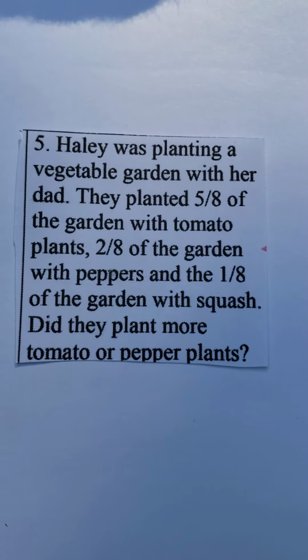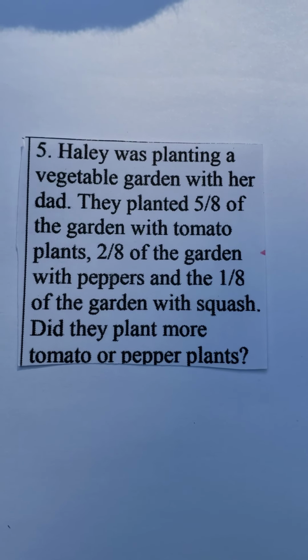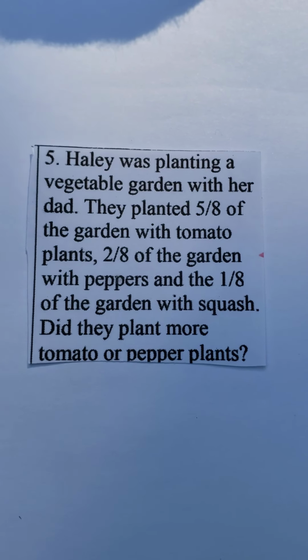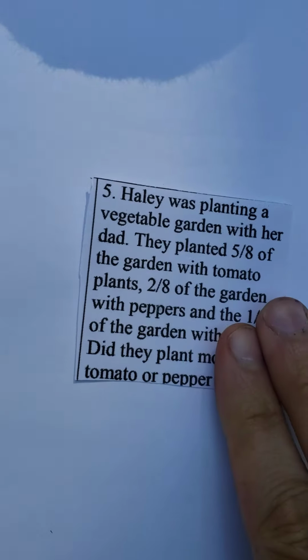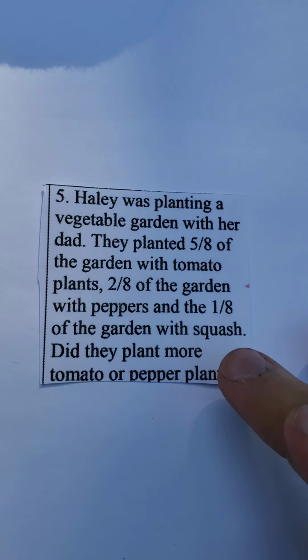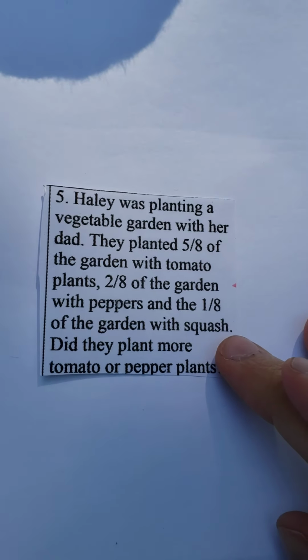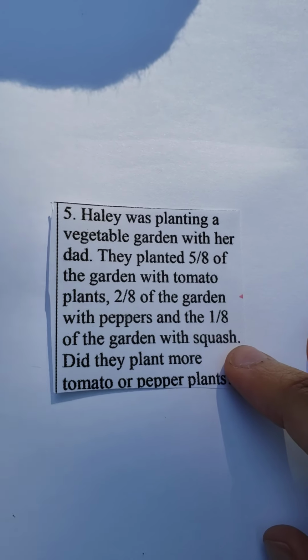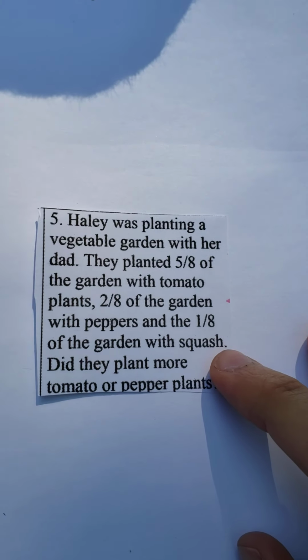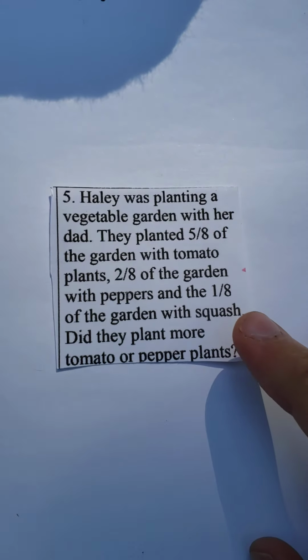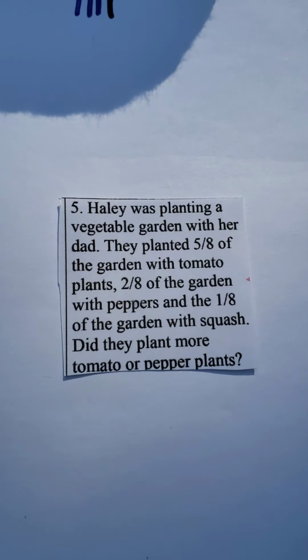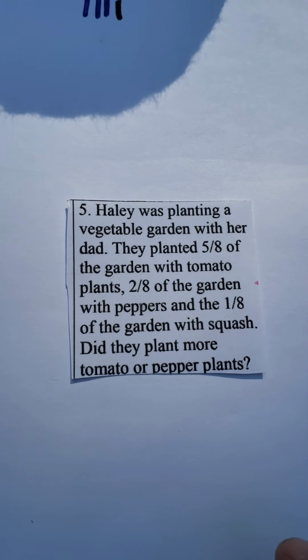Haley was planting a vegetable garden with her dad. They planted 5/8 of the garden with tomato plants, 2/8 of the garden with peppers, and 1/8 of the garden with squash. Did they plant more tomato or more pepper? Okay, you guys who are listening, get your paper out. We're going to make a model.